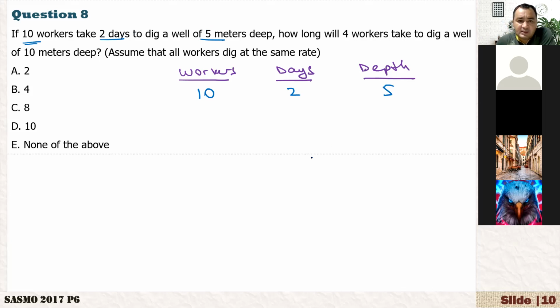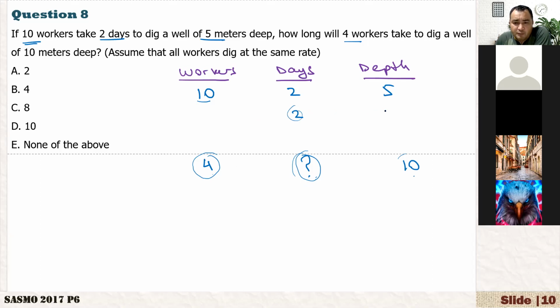So the question here is, how long will 4 workers take? How about if we have 4 workers, right? How many days does it take to dig a well of 10 meters? So I'm looking for this question mark. To answer this question, first, using this 10, 2, and 5, I'm going to have 4 here and 10 here. And after that, what number we have in the middle gives us the value of this question mark, okay? So now, the number of days, that is 2. Let me not change this. So now, we have 10 workers working.